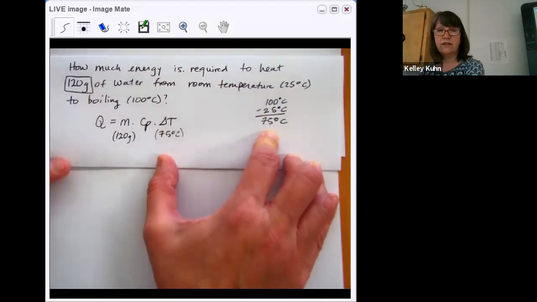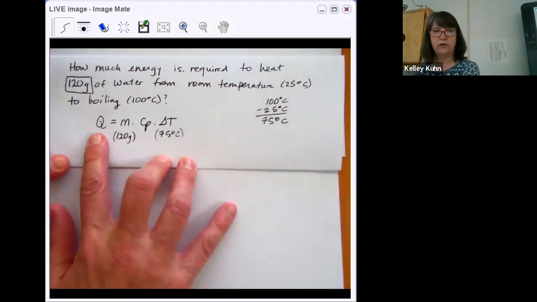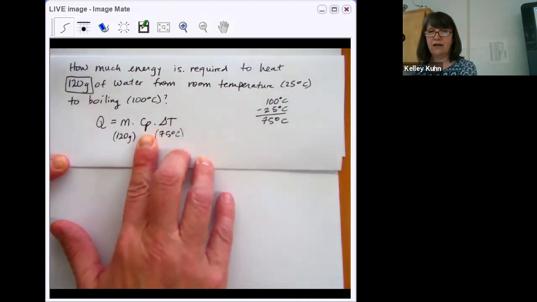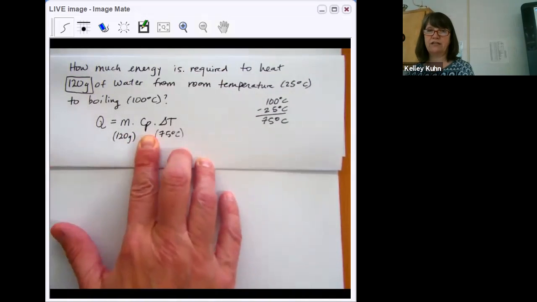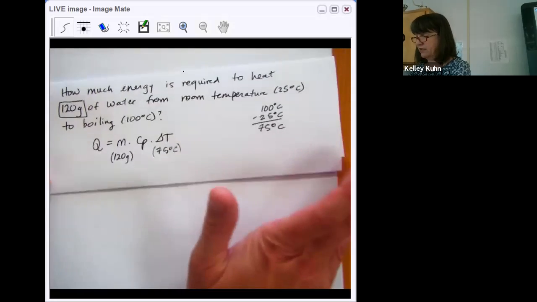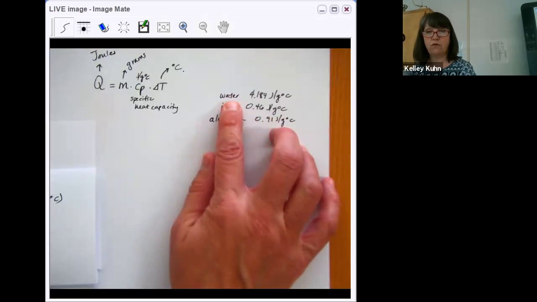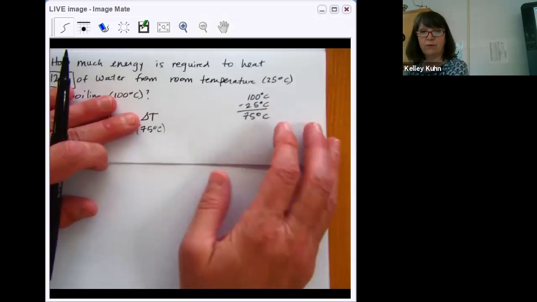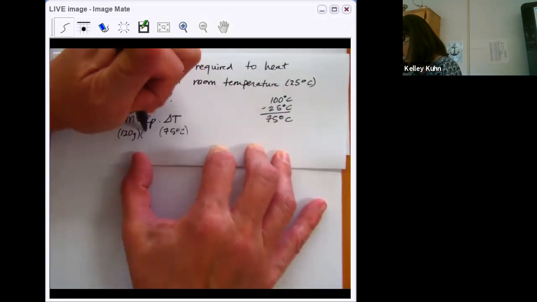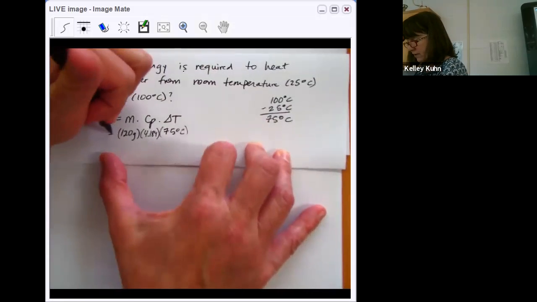So you'll notice I still have two variables missing, my Q and my Cp. Well, you can get the Cp from the table in your digital interactive notebook, or sometimes it's provided in the problem. In this case, we're going to remember that the heat capacity of water is 4.184. That's in your table. So I can put that right here. And now I am ready to solve for Q.